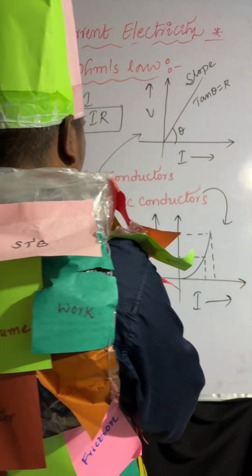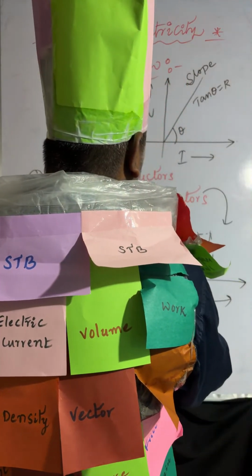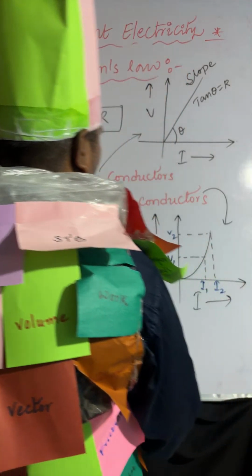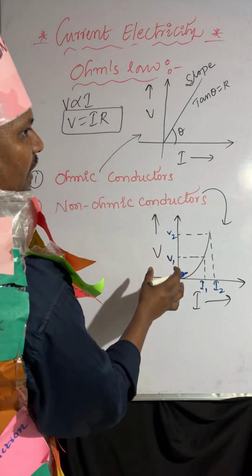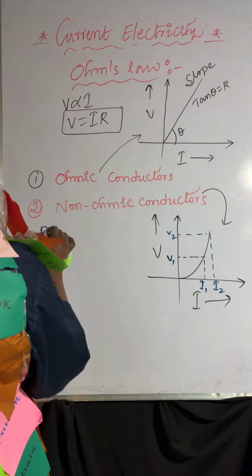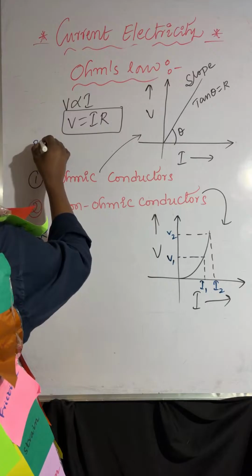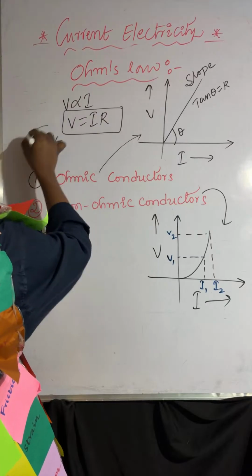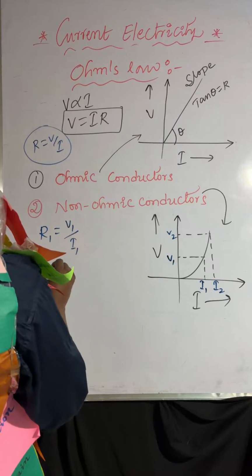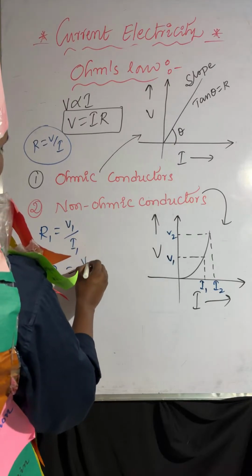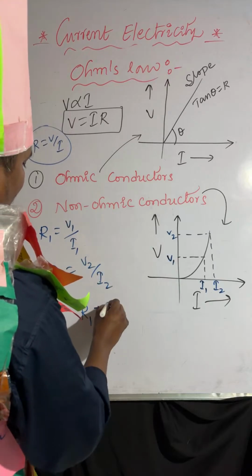Here this is V1, I1, V2, I2. Now you can observe in this case, R1 equal to, normally R equal to V by I, right? R equal to V by I. R1 equals V1 by I1, R2 equals V2 by I2. But R1 is not equal to R2.